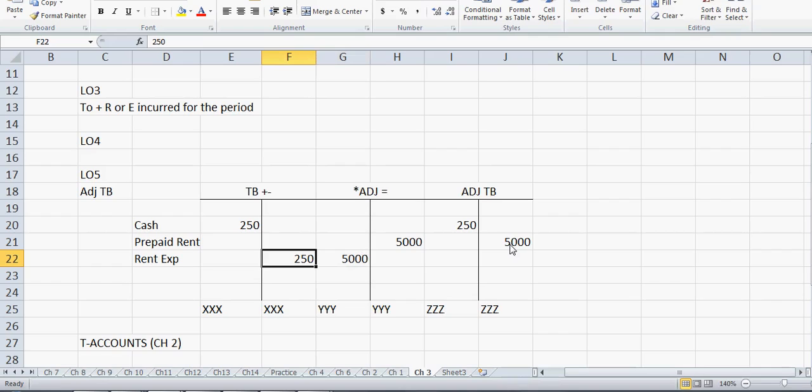So I want to take the difference, just as we did in our T accounts, and the bigger side gets the difference. So the bigger side will be the left side. So I'll do 5,000 minus 250, so 4,750. And in theory, if I finished, my left side equals 5,000, and my right side also equals 5,000. So these two numbers would equal. So that's our trial balance, our adjustments, and our adjusted trial balance.